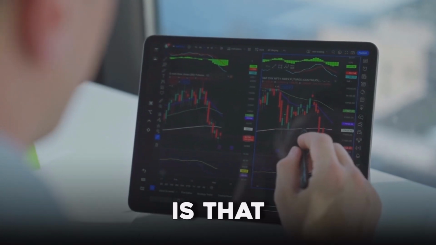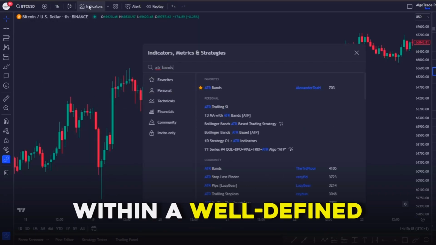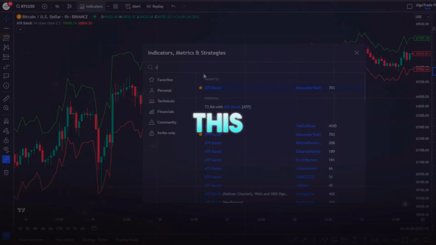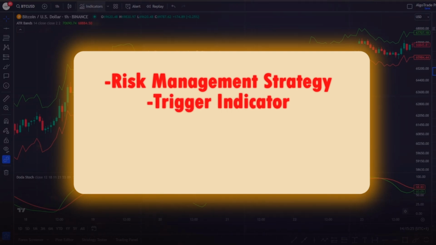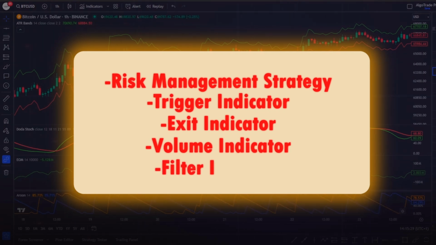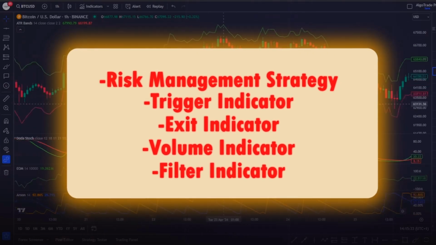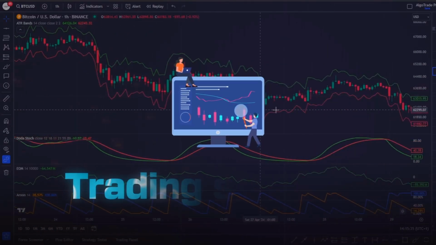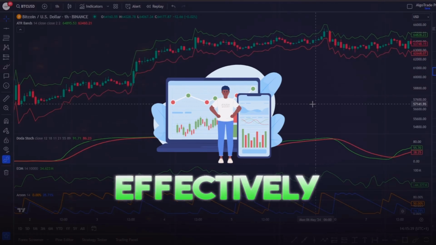So, the key takeaway is that indicators do work, but only when used correctly within a well-defined trading system. This system includes not only the risk management strategy, but also indicators like the trigger one, the exit, the volume, and even the filter indicator, the one we'll focus on today. These components together help create a robust trading strategy that can navigate the complexities of the markets effectively.